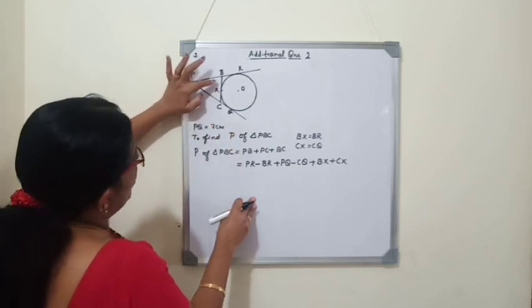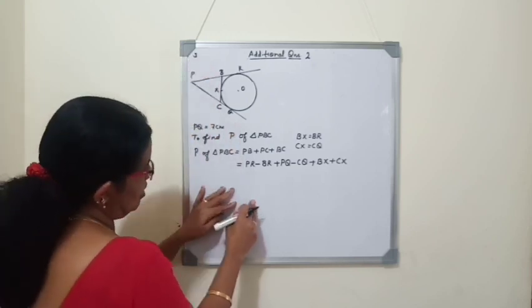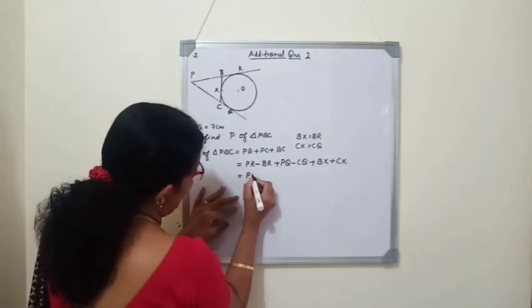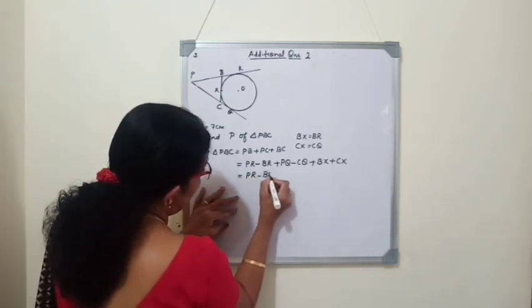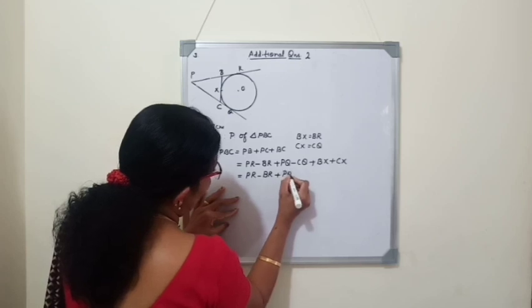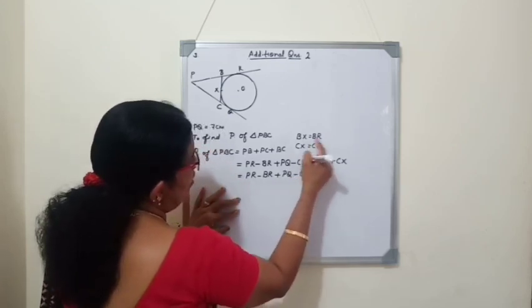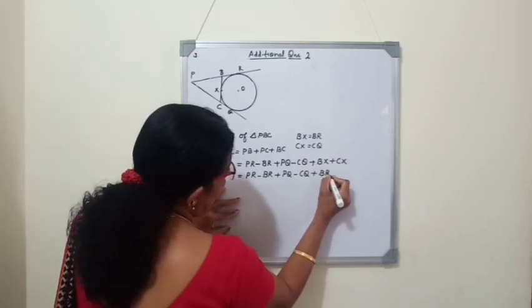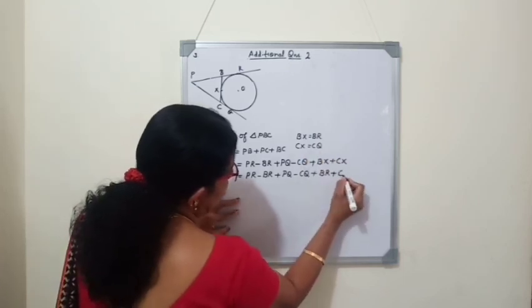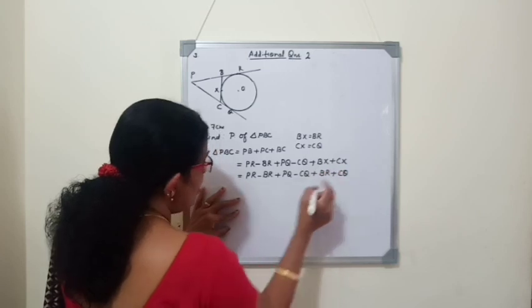And only BC we have to write BX plus CX. Now, that is equal to PR minus BR plus PQ minus CR. So, CQ. Plus, instead of BX, we will write BR. And instead of CX, we can write CQ. So, these two terms we can change.